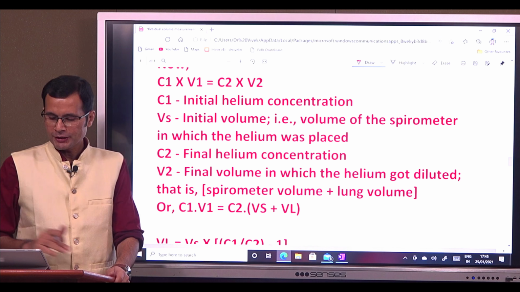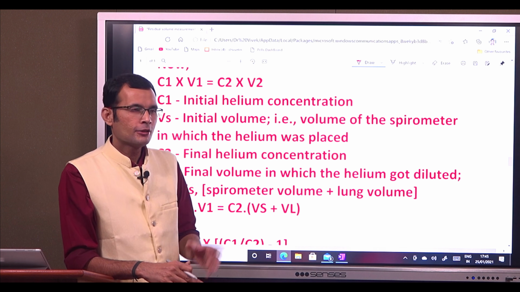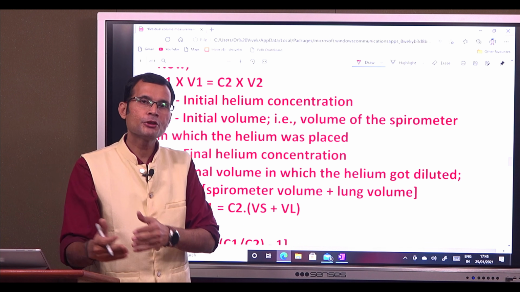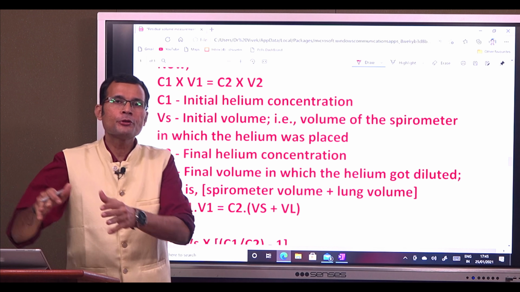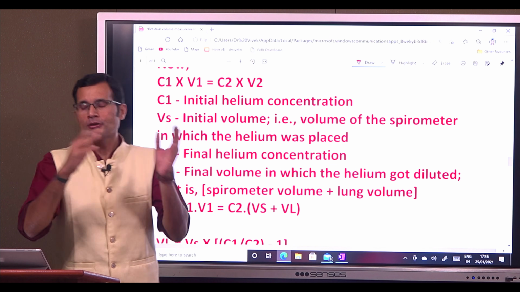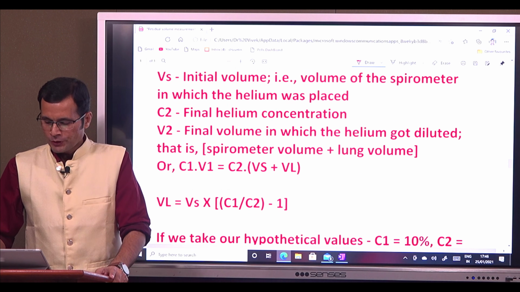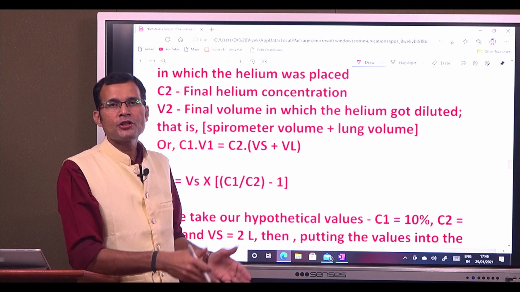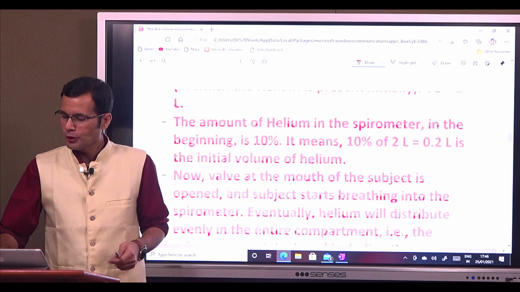And of course, C1 V1 is equal to C2 V2. Again, it's a repetition, but I just want to reinforce this point. The basic thing that you must understand is the formula C1 V1 is equal to C2 V2. And what is V2? V2 is where helium is going to be diluted, and that V2 is spirometer volume plus the lung volume, which makes one system as the valve is open. Right. And therefore, now what is left is measurement of the lung volume, right? Look, all the things are known to us.